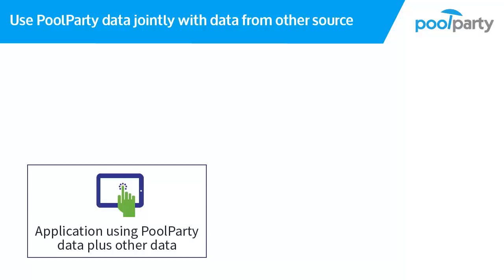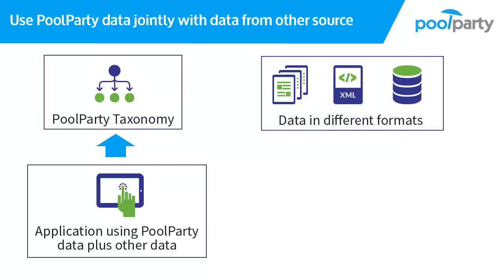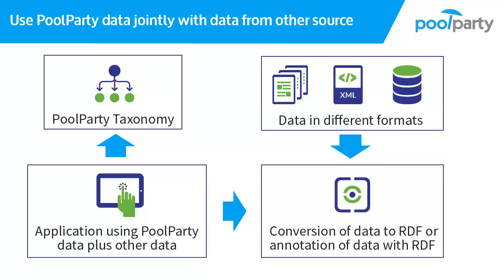A similar but more complex use case is the case where I have data coming from PoolParty in RDF format and data from other sources that is in a different format. This would be a classic data integration use case. Here, there are some steps needed in between to either convert the data completely to RDF, which is rarely necessary, or to create an RDF metadata layer that references the content stored in different formats in different data storage systems. This is the more common setup.